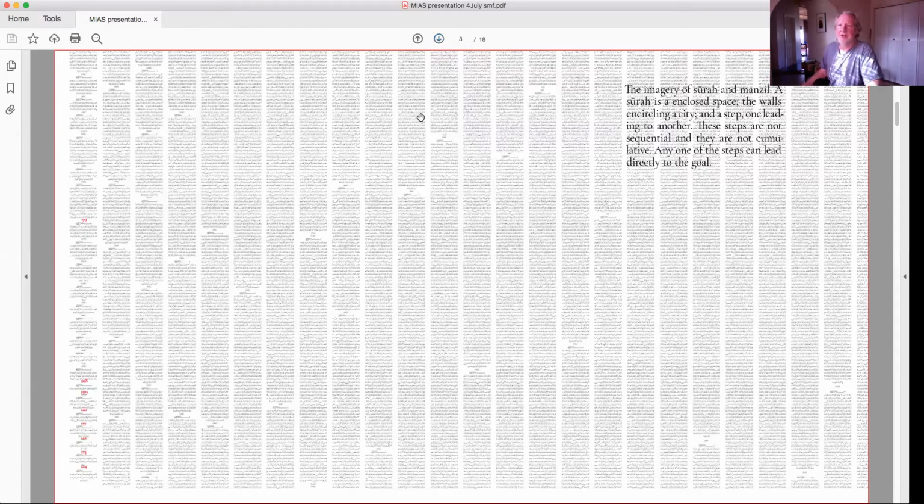Let's look at this idea of the surah and the manzil, the two words that we have for these concepts. The surah is an enclosed place, a fenced-in enclosed place. It is also used for the walls of a city, encircling a city, and a step, one leading to another. So this idea of steps, one leading to another, but not necessarily sequential and not cumulative. So I've gone to 5 steps, and now this 6th step. Not cumulative like that. This is because any of the steps can take you where you need to go.